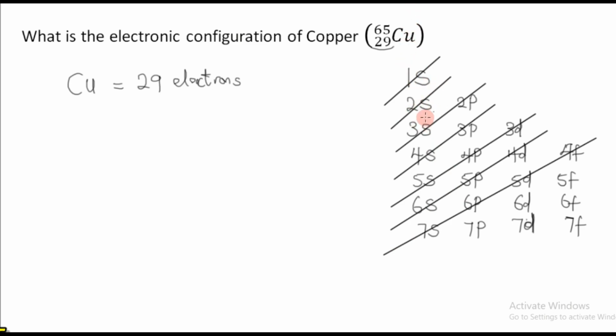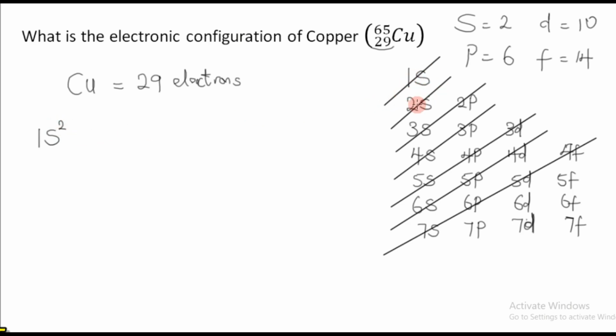So you must always remember that the s orbital will take a maximum of 2 electrons, the p orbital will take a maximum of 6 electrons, the d orbital will take a maximum of 10 electrons, and the f orbital will take a maximum of 14 electrons. So putting this into consideration, the electronic configuration of copper, which has 29 electrons, will be 1s2. We start with the first energy level, the 1s orbital, and the s orbital will take a maximum of 2 electrons.